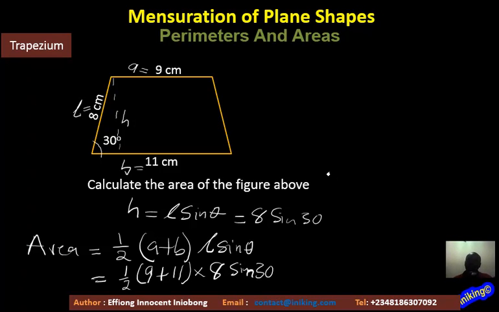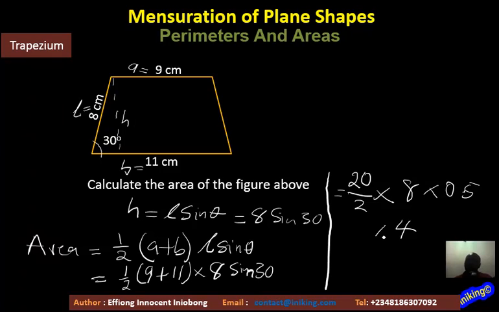Now we know sine 30 is half, that's 0.5. 9 plus 11 is 20, so we have 20 divided by 2. Remember, we are looking for area. Times 8 sine 30 is 0.5. 0.5 times 8 will give me 4. So I put my 4 there. 20 divided by 2 gives me 10. So the area of the trapezium becomes what? 40 centimeter square.